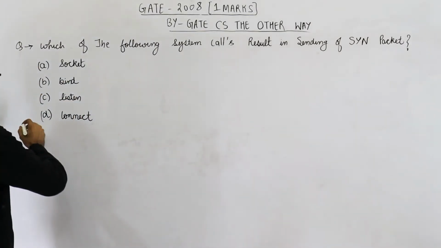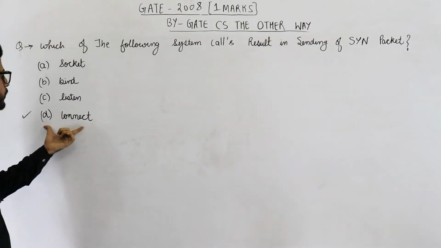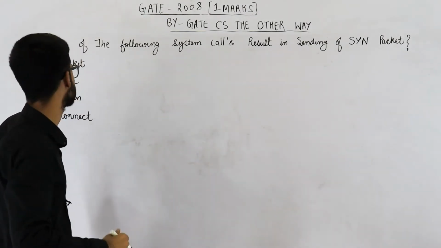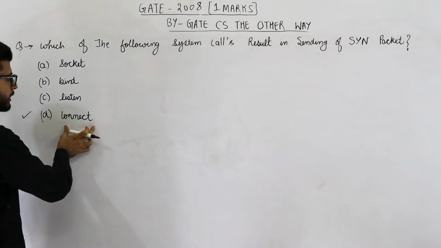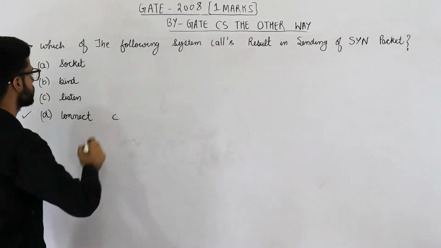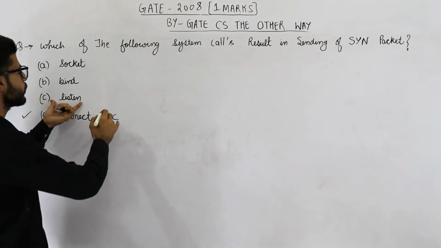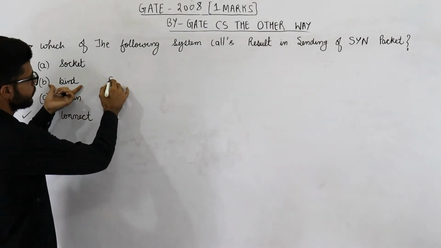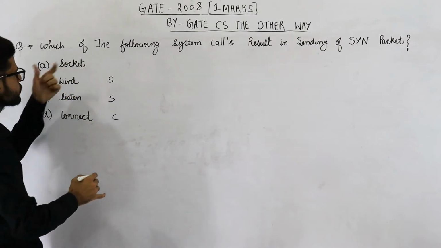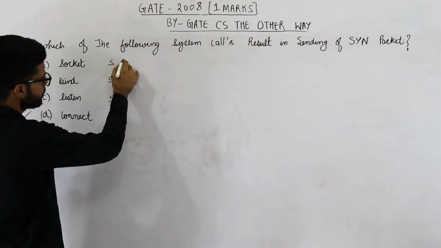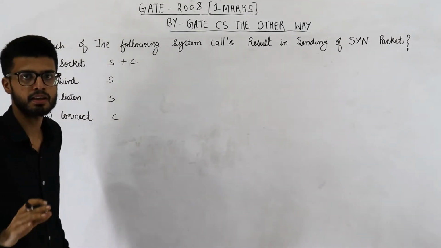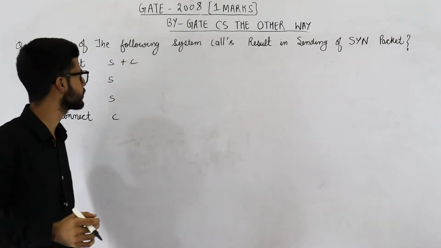So answer is option D. Any client will use this connect system call for connecting to a server. C. Connect will be executed by client machine. Listen is executed by a server machine. Bind is also mostly executed on server machines. Socket is executed on server plus client both because both of the machines require a socket for communication.